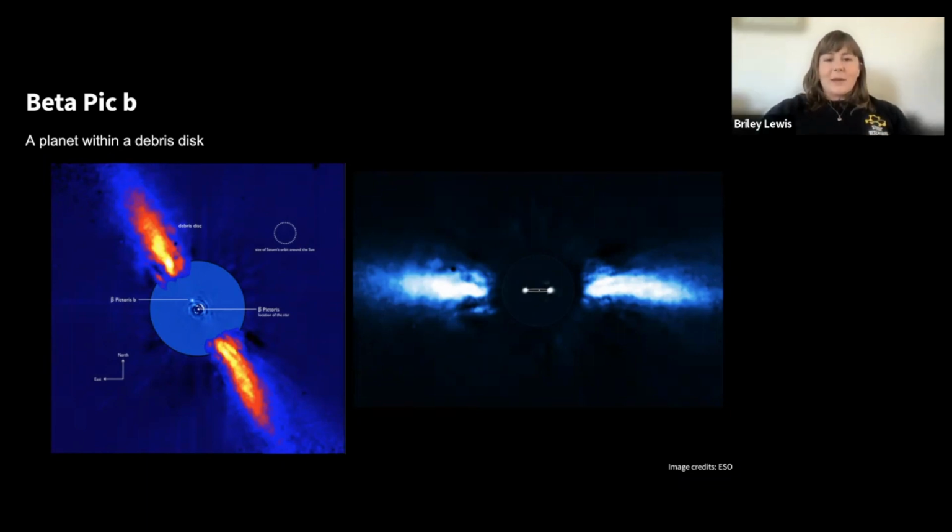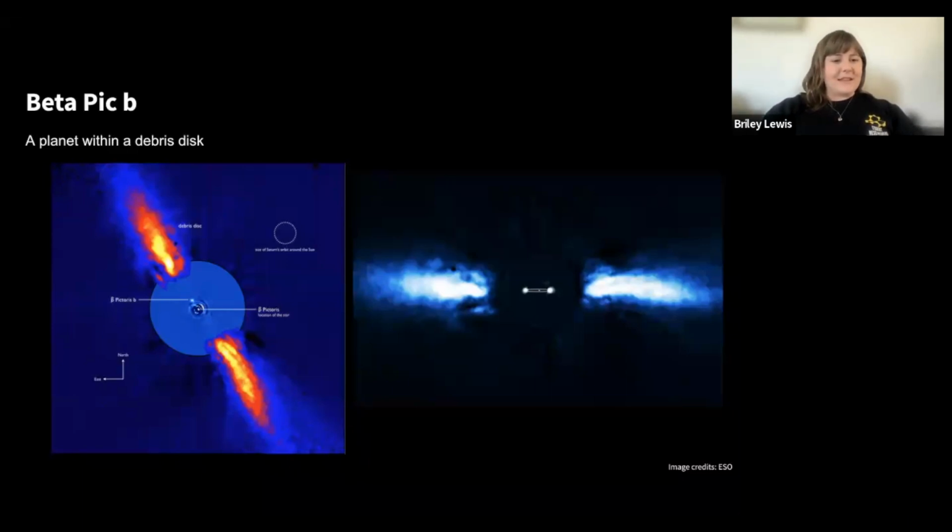Beta Pic b is about the orbit of Saturn. And we've actually seen it orbit on both sides of the star. We've seen that it is edge on aligned to us basically, and it's orbiting back and forth. So the picture on the right is the back and forth.